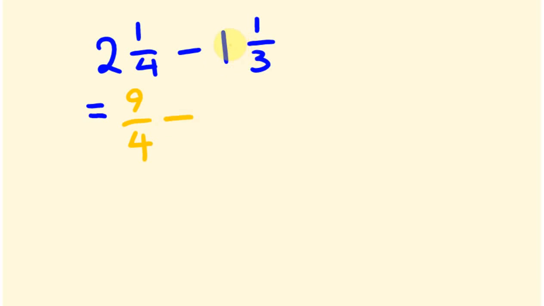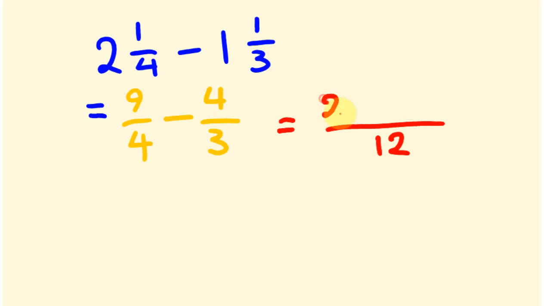Using that same idea, we're going to be going 1 times 3 plus 1 is 4 over 3, and now we treat it the same. We just use this bow tie method again. So 4 threes, 12. 9 times 3 is 27. 4 times 4, 16. Take it away. 27 take away 16 is 11 over 12.